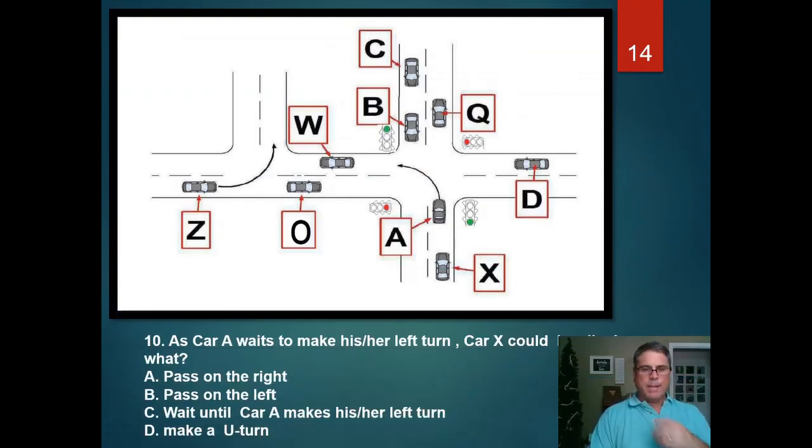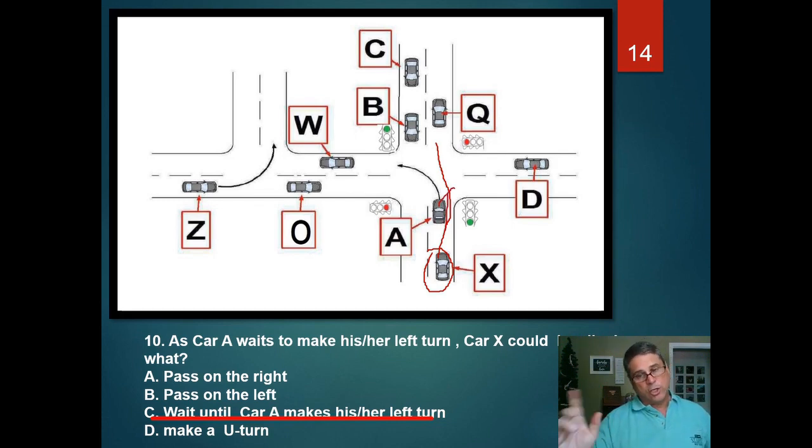If car A wants to make a left turn, car X, which is behind them, should do what? Wait until car A clears. We don't want to see this car going onto the shoulder and going around them, even though he's making a left turn. That's a no-no, right? Because if this guy decides to change his mind while you're going around and makes a turn and you hit him, it's still car X's fault. Even if he had a blinker on left, it's still car X's fault.